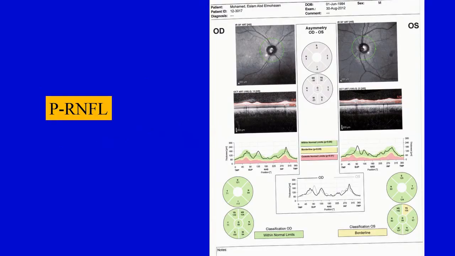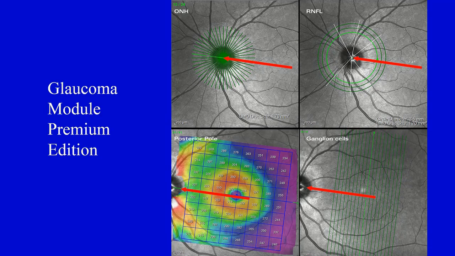So this is an example of the circle around the disc. You can check the segmentation. Each eye is shown separately, and comparison is shown here, and the difference thickness is shown there. A new software is available called Glaucoma Module Premium Edition. It shows parameters of the disc, the nerve fiber layer around the disc, the posterior pole, the different layers of the posterior pole.